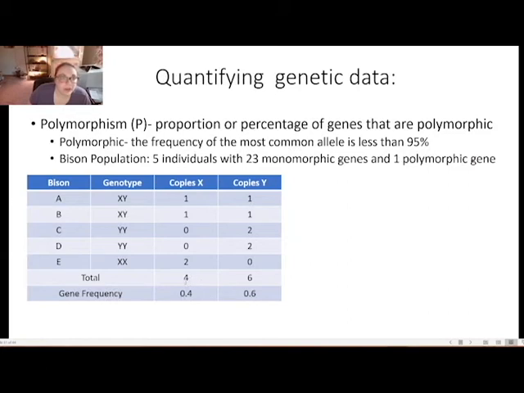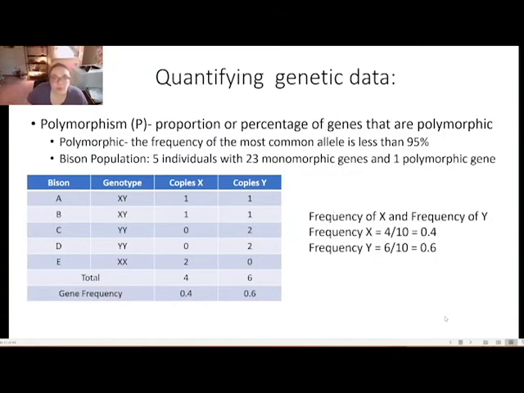So we have 4 copies of X and 6 copies of Y. And then you would divide it by the total number of copies. So 4 divided by 10 is 0.4 and 6 divided by 10 is 0.6. So that makes Y the most common allele there, right? It is there more than the X. But because 0.6 or 60% is less than 95%, that makes this a polymorphic gene, okay?